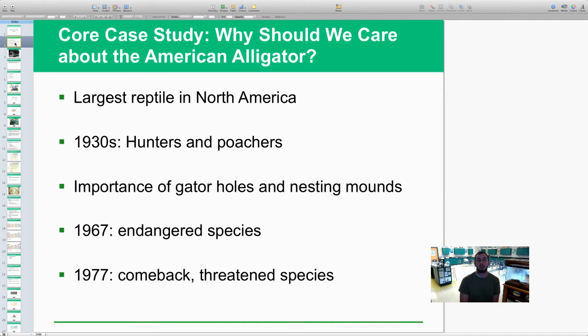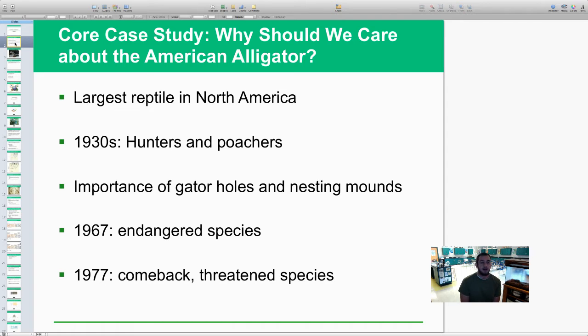The reason we're discussing it within Chapter 4 today is how that organism, number one, has evolved over hundreds of thousands of years, as well as the fact that it's been able to adapt and survive with the human condition. It is the largest reptile in North America, which you guys investigated during your core case study.